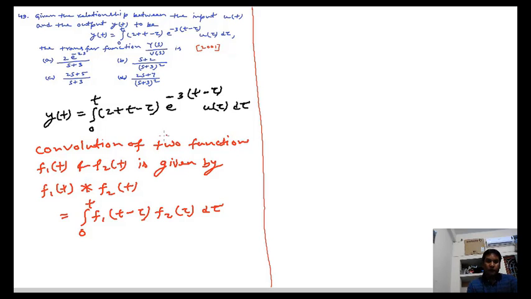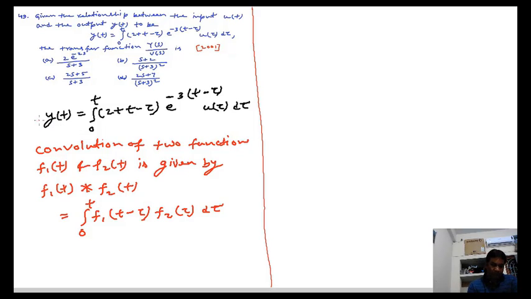Okay, so we will use this relation because here it is given that y(t) is equal to the integral from 0 to t of (2 + t - τ) e^(-3(t - τ)) u(τ) dτ. So now we can write here, there are two functions. The first function is (2 + t) multiplied by e^(-3t), and the second function is u(t).